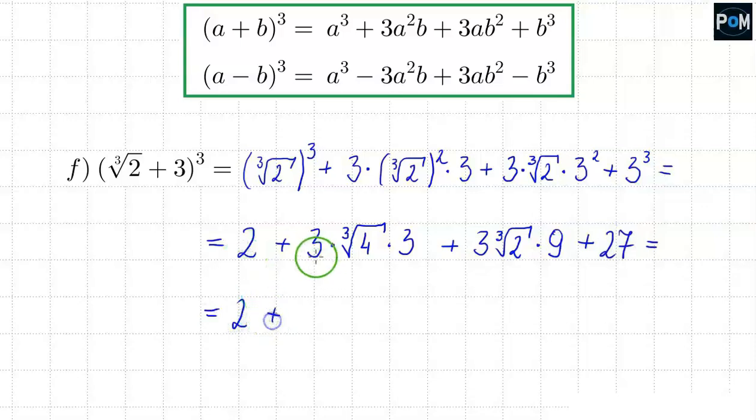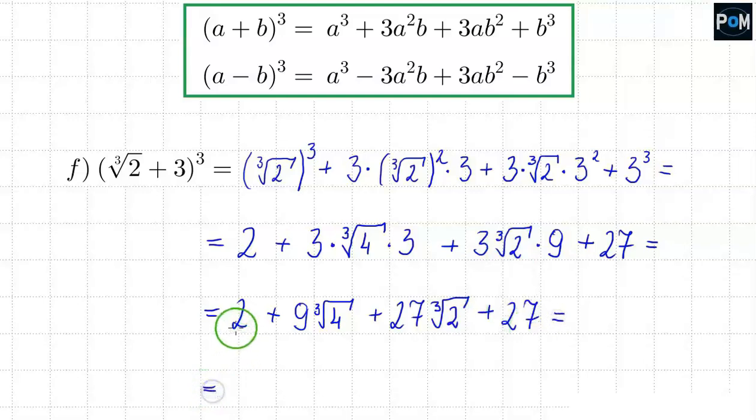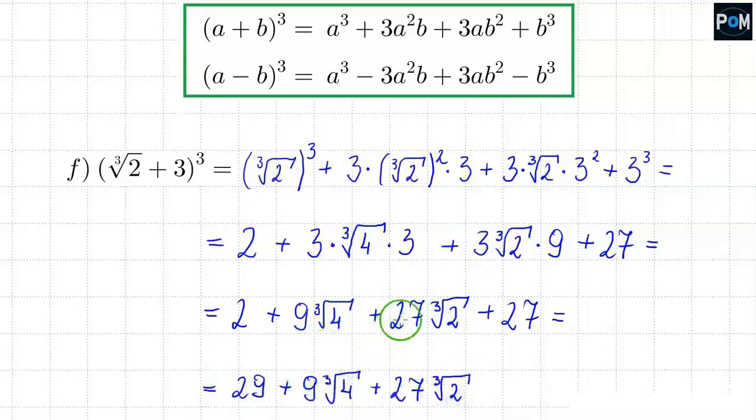In this piece here we can multiply the 3 and the 3. That is equal to 9. Cube roots of 4. In this part, we multiply 3 by 9, which equals 27. Cube roots of 2, because nothing happens to this, plus 27. All right, and now we have just one more operation. We can add these 2 and 27, which gives us 29. We can't add these roots here, so we just transcribe them. This is the end of example F.